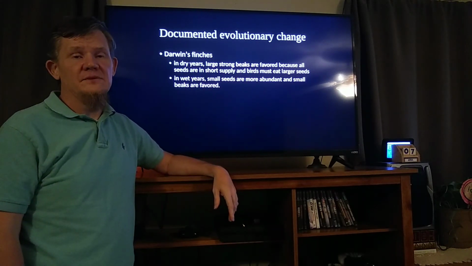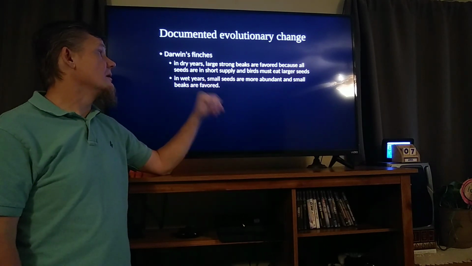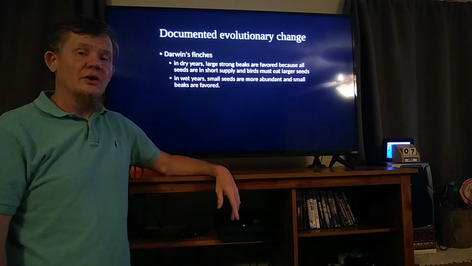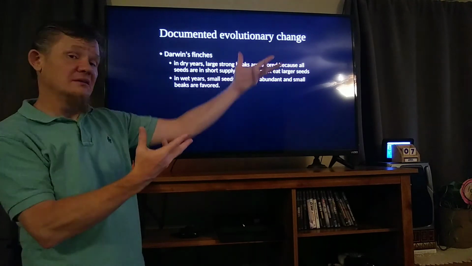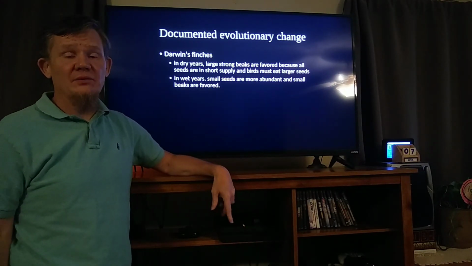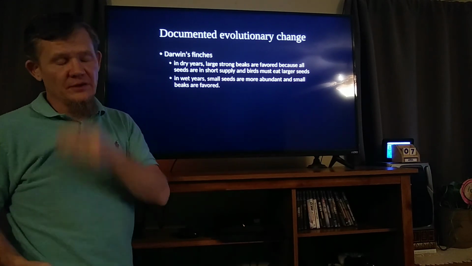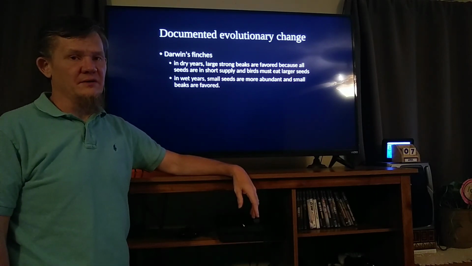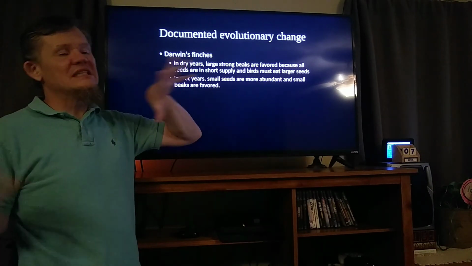In dry years, large, strong beaks are favored, which finches have anyway, and that group of animals did well. In wet years, small, slim beaks are favored because there are lots of these little bitty seeds. In those times, small, slim beaks are favored. And what this means is you've got a few different populations now.